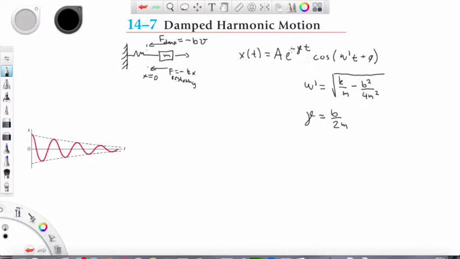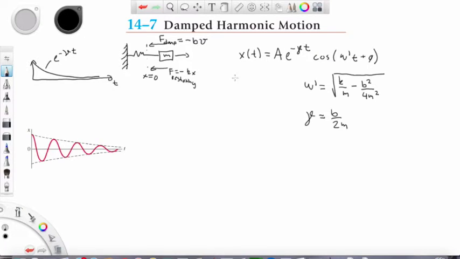But what does a decaying exponential function look like? It will be something like this. It starts from some value and then approaches 0 as the time goes to infinity. So this would be our e to the power of minus gamma t.